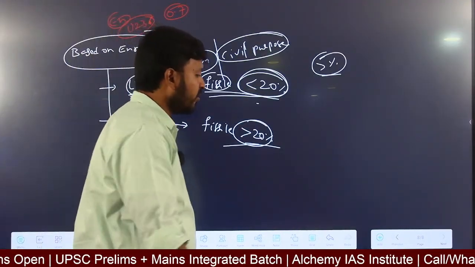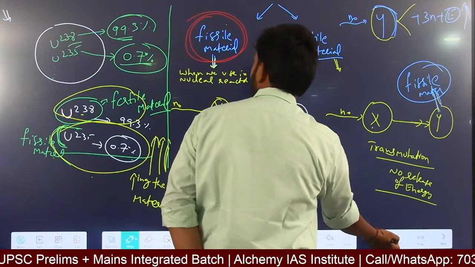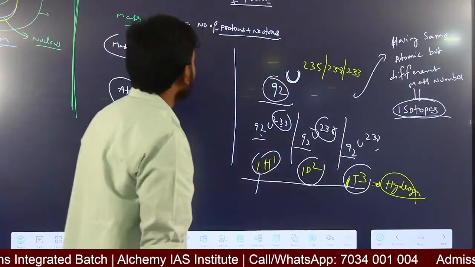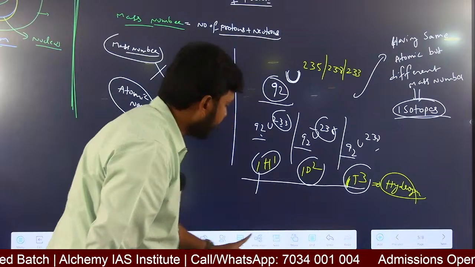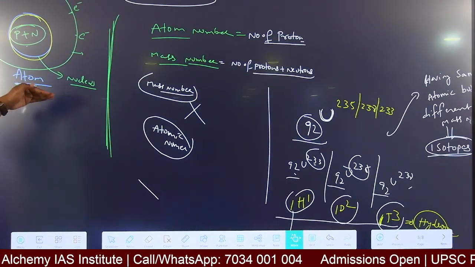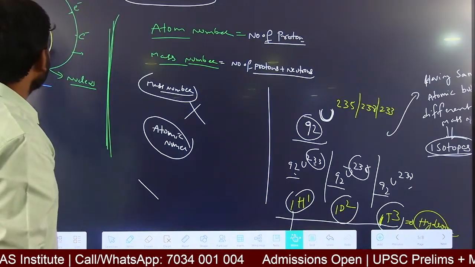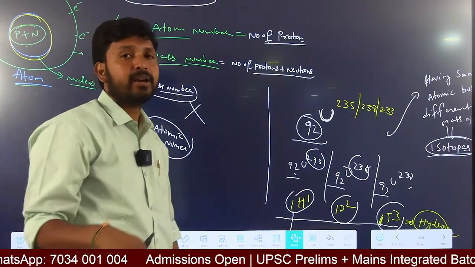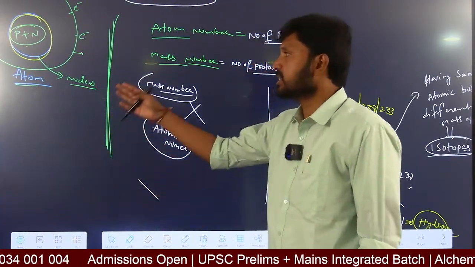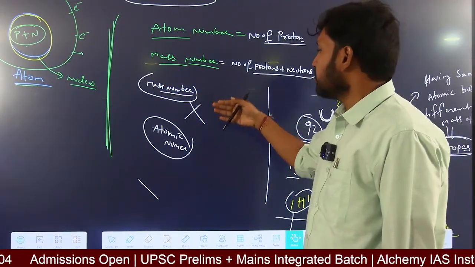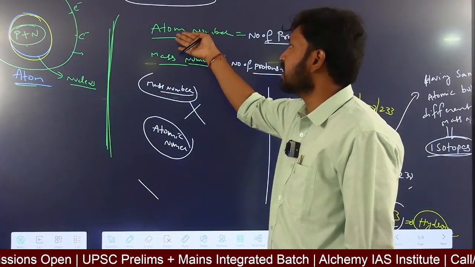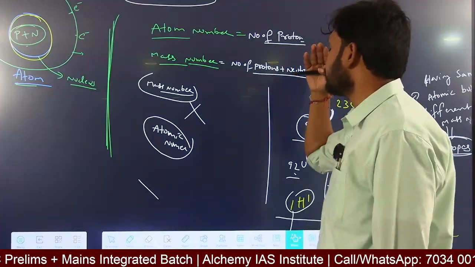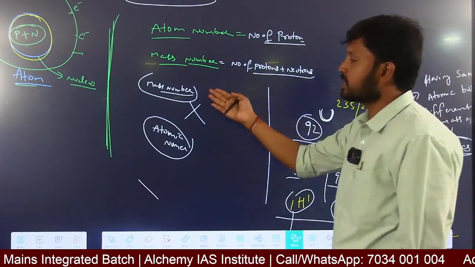Is it clear? So till now we have seen certain basics. Let me rewind some basics we have discussed. First we started with the atom. The atom has a nucleus at the center, made up of protons and neutrons, and at the periphery electrons keep moving continuously. Atomic number is the number of protons, mass number is the number of protons plus neutrons, and any element has a mass number and an atomic number.